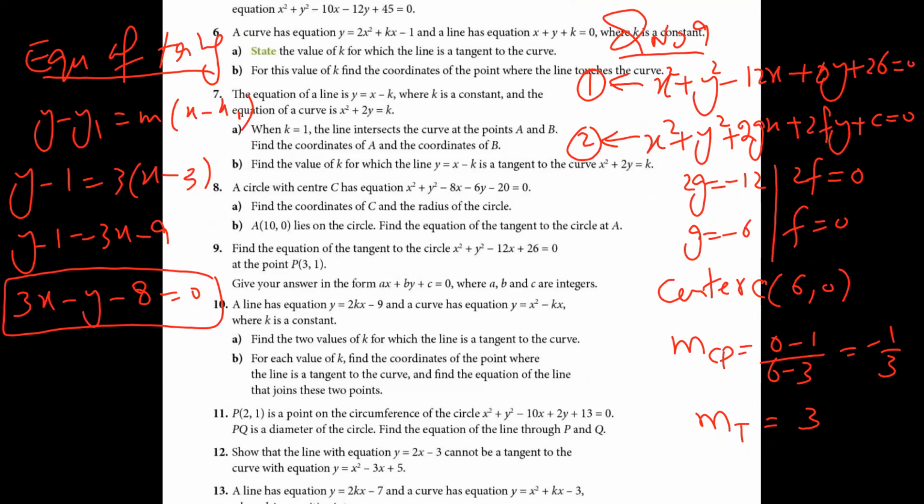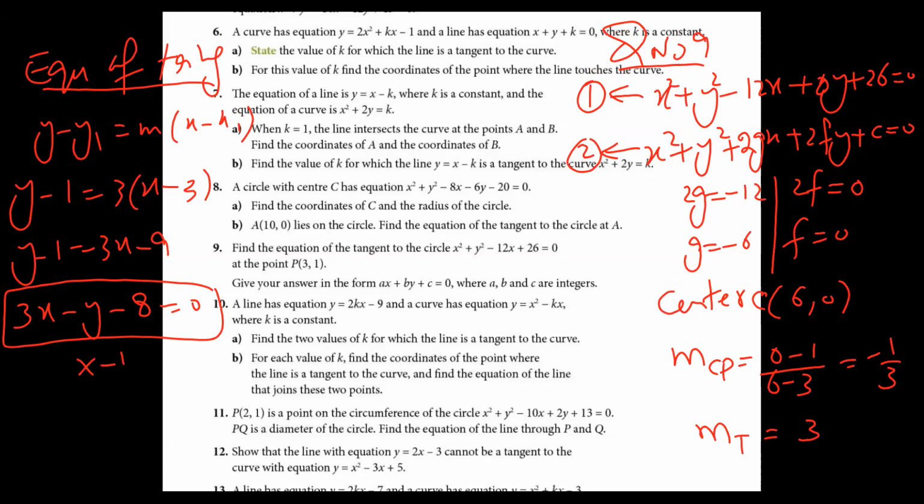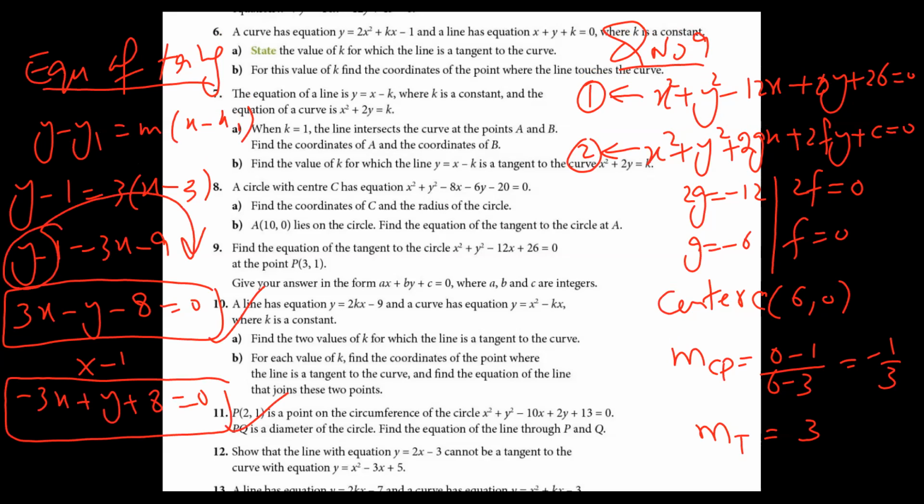Sir, for the last answer I did it the other way. It's minus 3x plus y plus 8. No problem. Multiply the whole thing by negative 1, so negative 3x plus y plus 8 equals 0. 100% both answers are correct. I brought y minus 1 to the left-hand side, you brought this to the left-hand side. So no issue at all. Clear? Okay, idea? So this point is clear. Take a screenshot if you need, then we'll go to the next point.